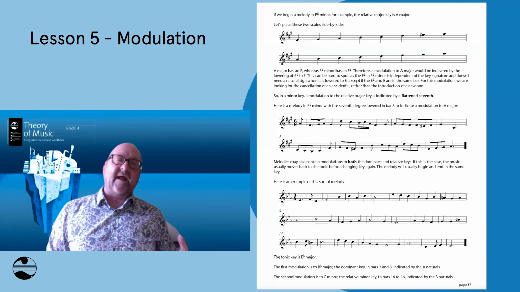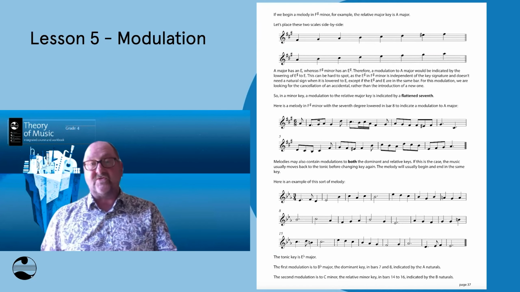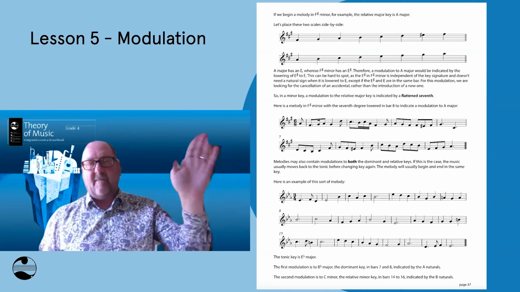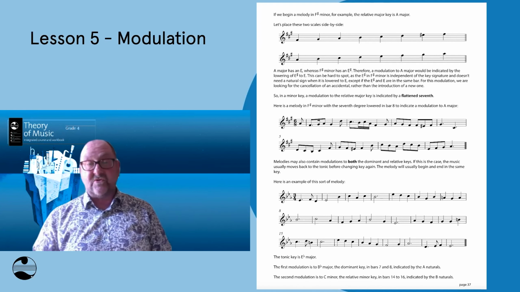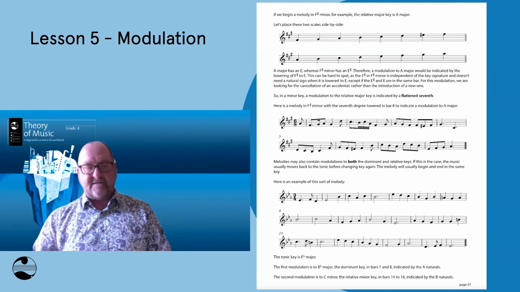Also, it might not end in the tonic key. It might end in one of the keys of the modulation. So sometimes I think students expect the melody to go right back to the tonic, but it might not always do that. So just, again, encourage your students just to look really carefully at what's going on.